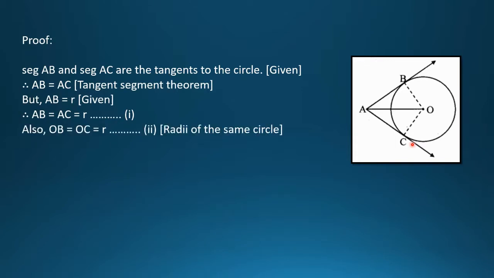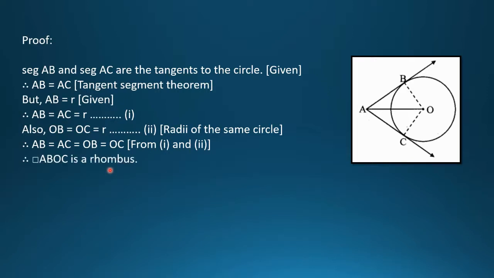Also, OB and OC, if you see, they are the radius of the circle, and in the question it is given that the radius of the circle is R. Therefore, OB and OC both should be equal to R. Now, from 1 and 2, we can say that AB, AC, OB and OC, all of them will be equal as they are equal to R. So AB equal to AC equal to OB equal to OC. Now, since all of the sides are equal, quadrilateral ABOC is a rhombus.